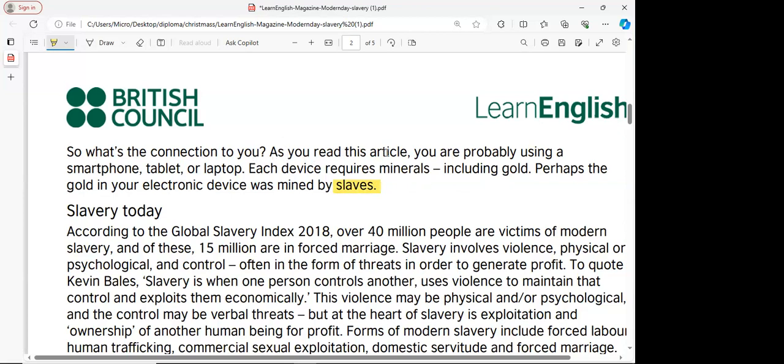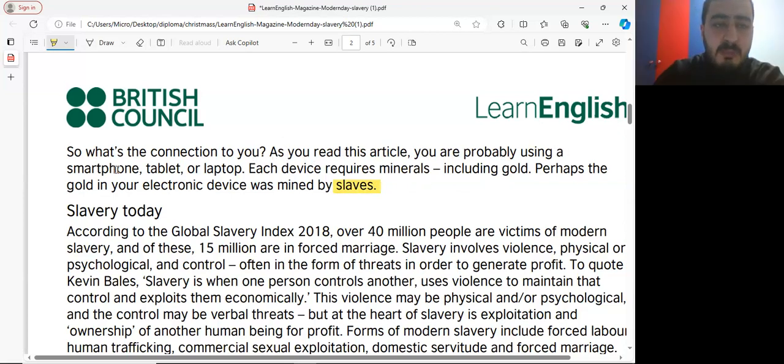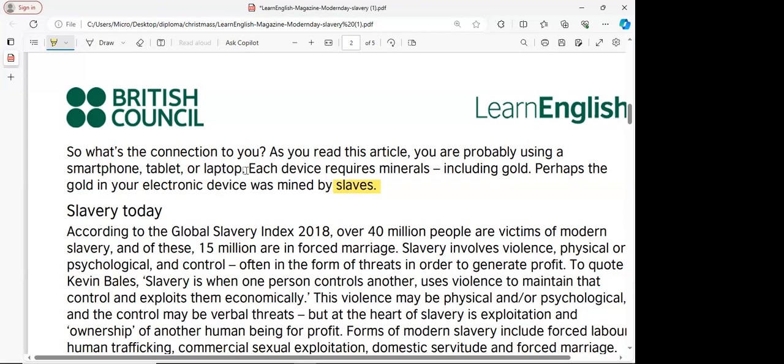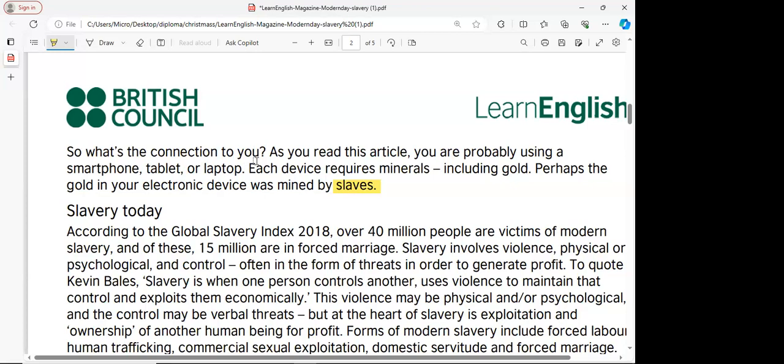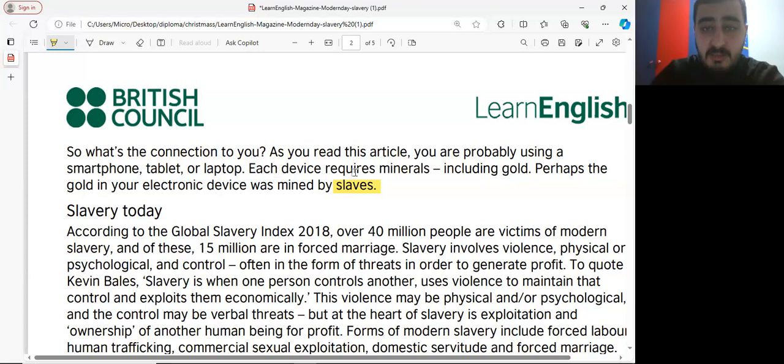As you read this article, you are probably using a smartphone, tablet, or laptop. Is he right? Yes, he is right. I'm using a laptop. What are you using? Laptop. So each device requires minerals, including gold, especially processors chips. Perhaps the gold in your electronic device was mined by slaves.